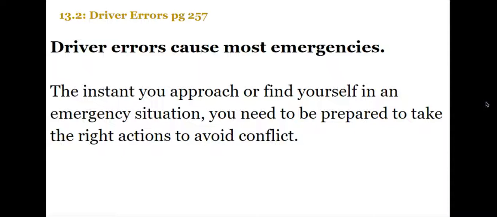Driver error. We know most collisions, most emergencies happen because of driver error. In 13.1, we talked about how if you don't properly maintain your vehicle, that's when a lot of those things can happen. So the instant you approach or find yourself in an emergency, you need to be prepared to take the right actions to avoid the conflicts.